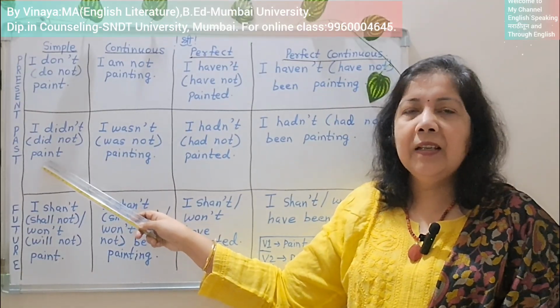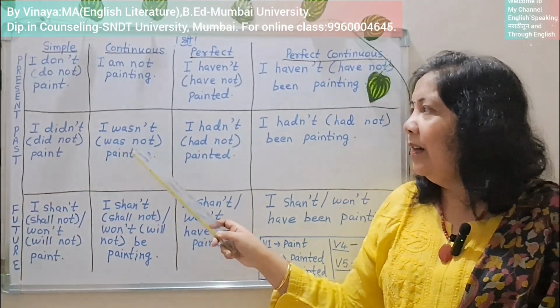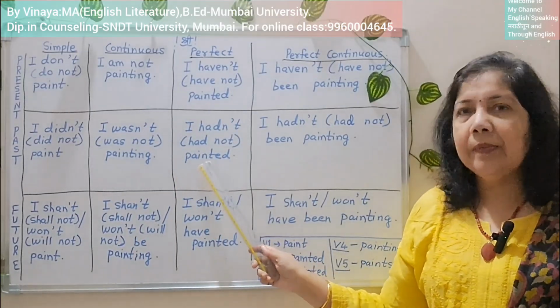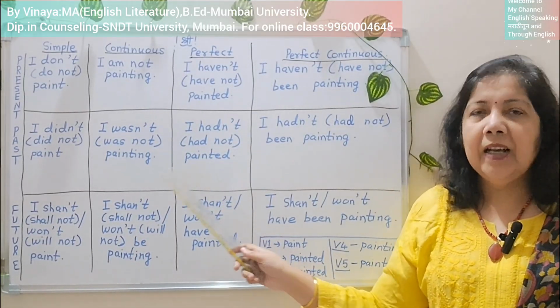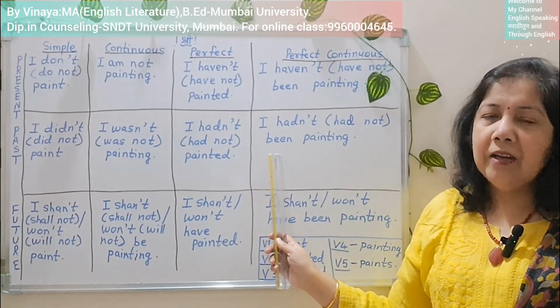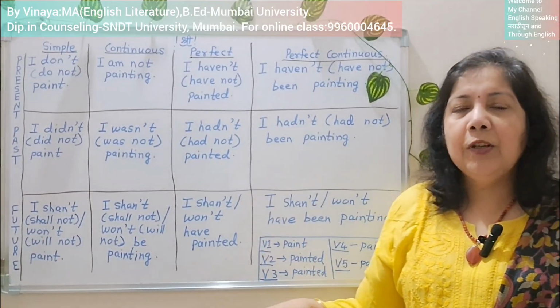Simple past tense. Second, past continuous tense. Third is past perfect tense. And the fourth one is past perfect continuous tense. Past tense is over here.